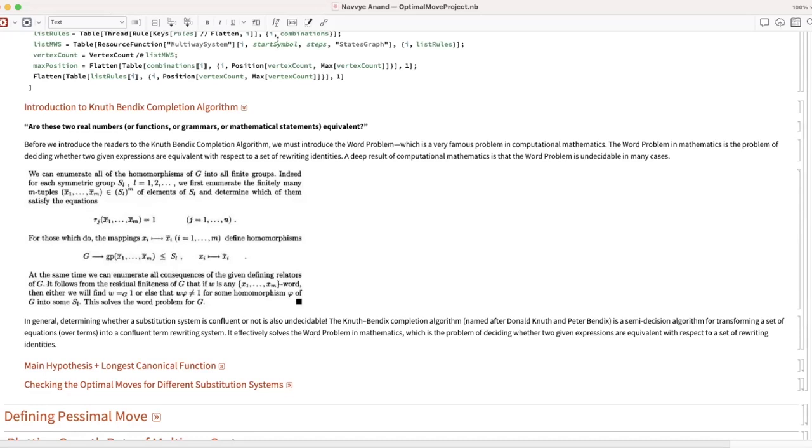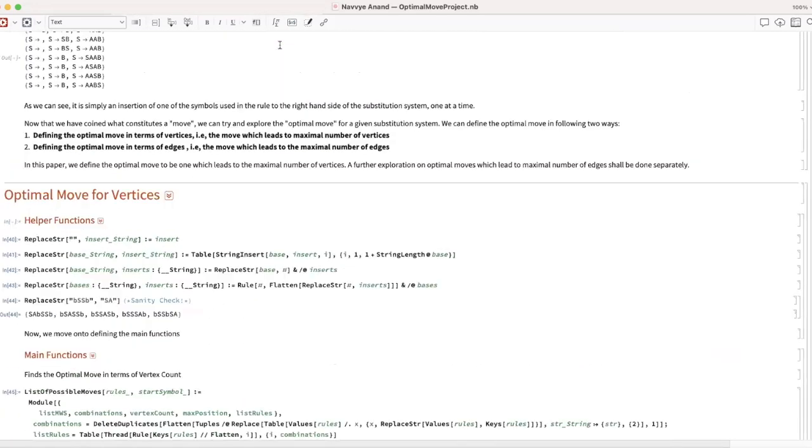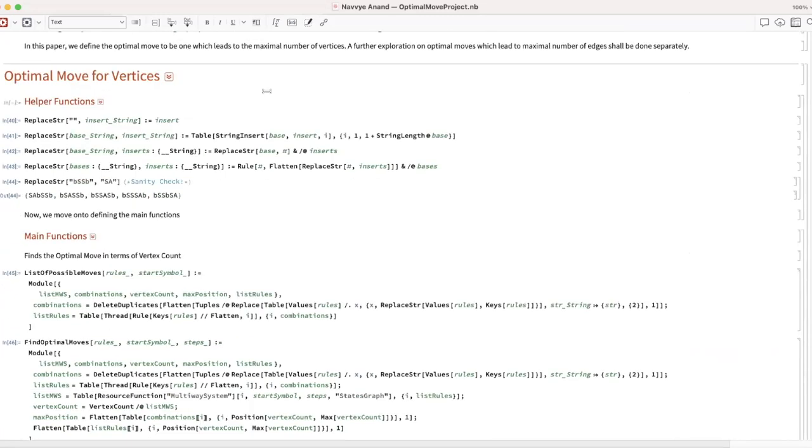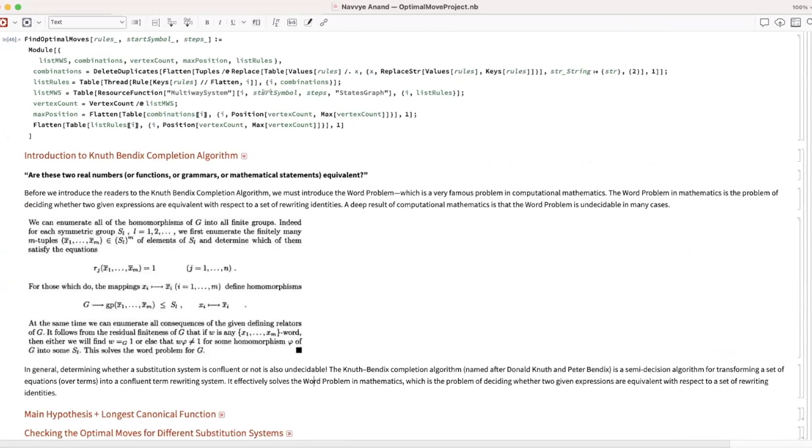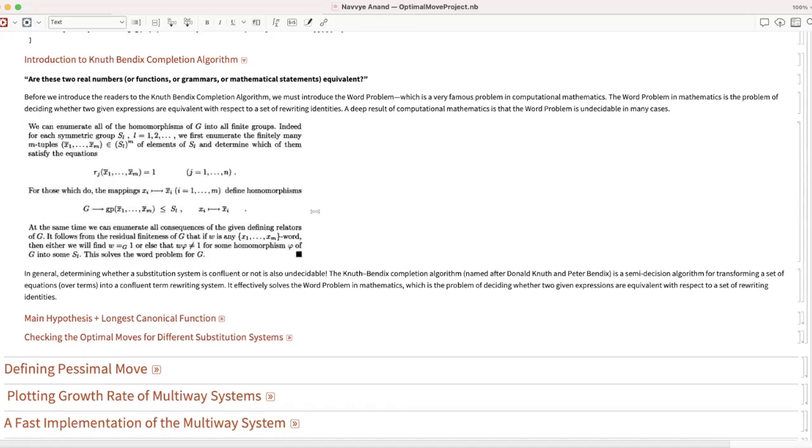But that would be quite useful for us to check whether a string rewriting system is confluent or causal invariant or not. In fact, if you look at the causal invariant function in the Wolfram language, in the description it's written that a sufficient condition for a substitution system to be causal invariant is that the Knuth-Bendix completion algorithm yields an empty string. Yields an empty string. Yeah, it's really interesting.